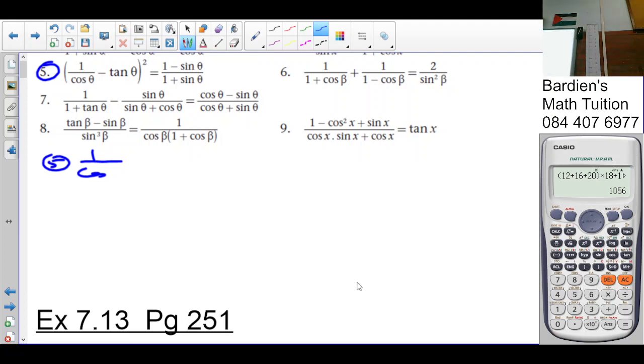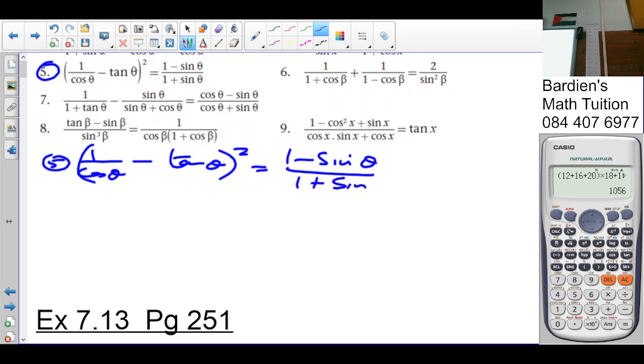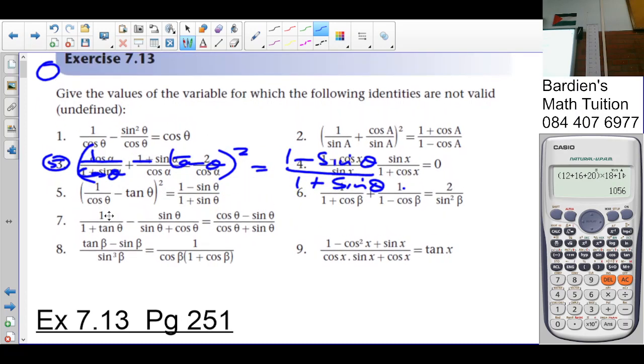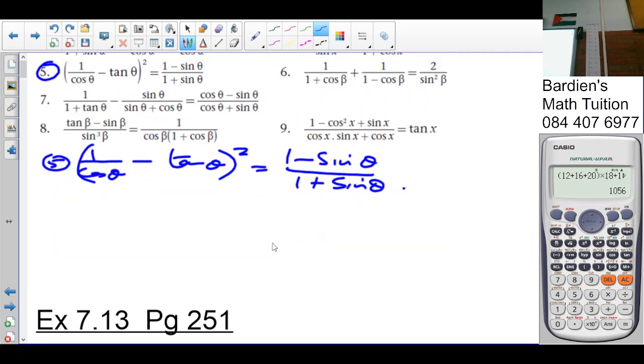So number 5: (cos theta minus tan theta) squared equals (1 minus sine theta) over (1 plus sine theta). The question says, give the values of the variable for which the identity is not valid, undefined. They did not ask you to prove the identity, so that was not the question.